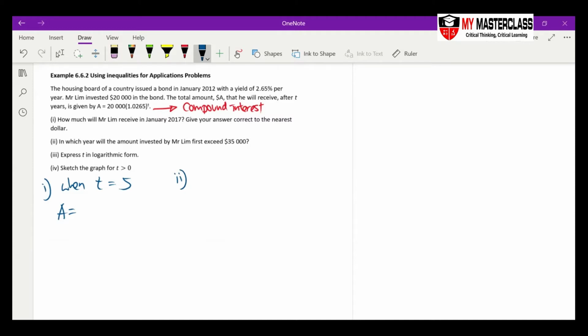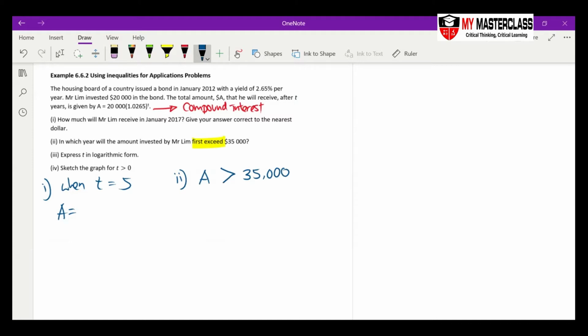In which year will the amount first exceed? First exceed is the thing. When I mark this paper, about 80% of students let it be equal first. Then they say they exceed. It's poor presentation. First exceed means the A must be greater than 35,000.